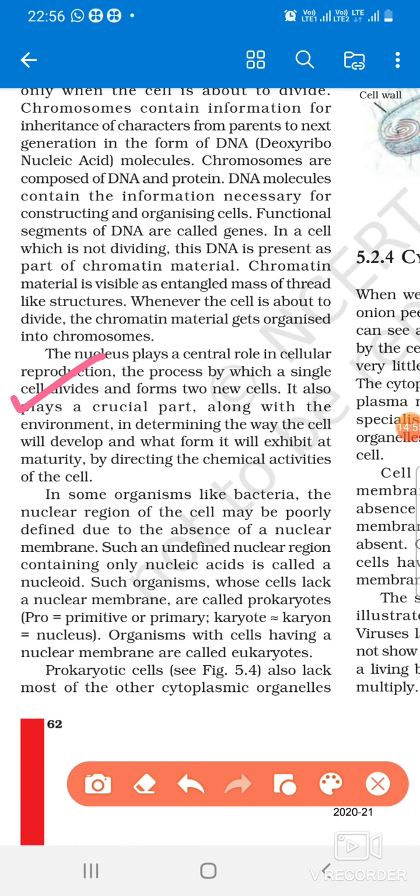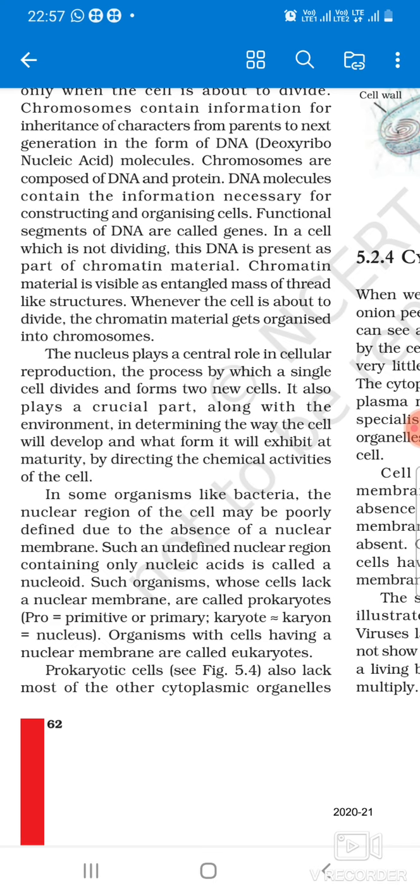And according to the nucleus development, we can divide cells into two categories, that is prokaryotic and eukaryotic cells. In some bacteria, the nuclear region of the cell may be poorly defined due to the absence of a nuclear membrane, and these only contain nucleic acid, called the nucleoid. These types of cells are called prokaryotic cells. And the organisms in which the nucleus is well developed, with cells having a nuclear membrane, are called eukaryotic cells.